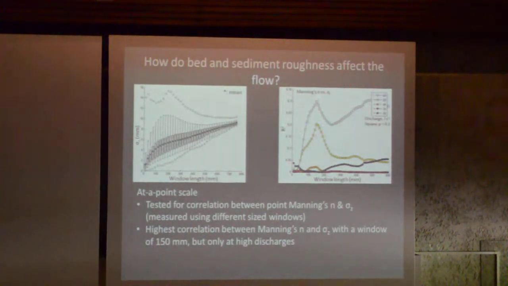However, it's worth noting that the only points at which we get these significant relationships are for the highest discharges, so for the 50 and 60 litres per second. For the lowest discharges, we don't really seem to get any correlation at all between Manning's n and the local roughness.